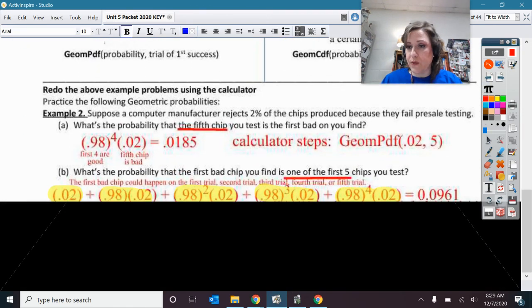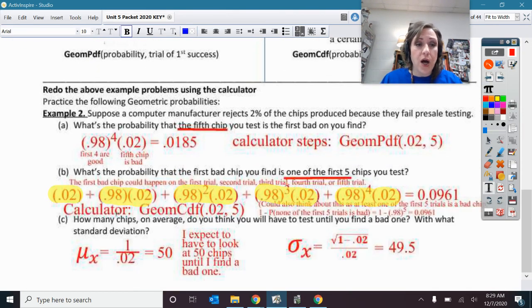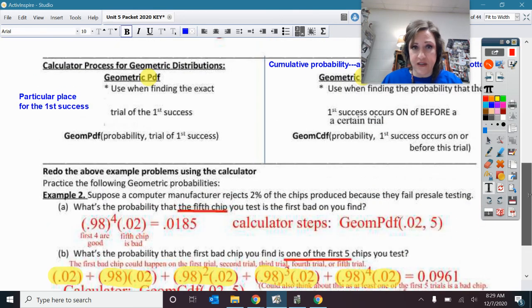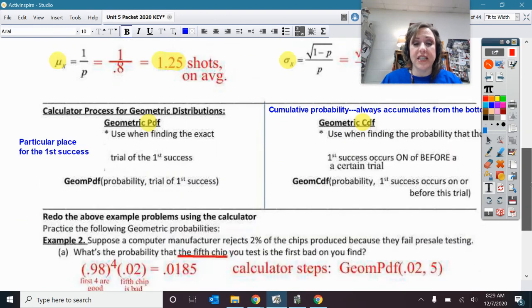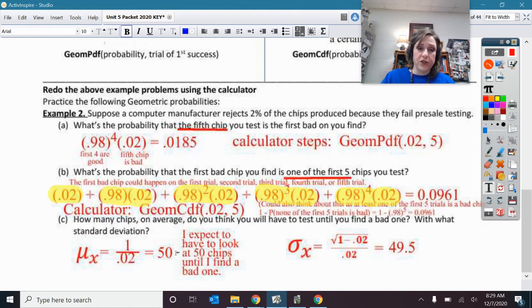All right, so let's see what's next. Now, how many chips on average do you think you will have to test until you find one, and with what standard deviation? So there we go again. That is our mean and our standard deviation. So 1 over 0.02, so 50. I expect to have to look at 50 on average, with a standard deviation quite large, 49.5.